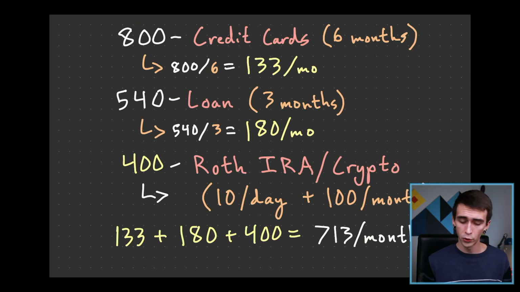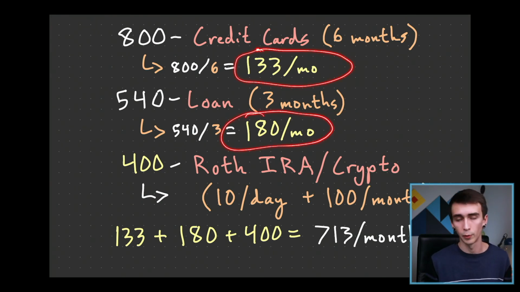Now moving on to step 2 here, we have the credit cards, the loan, and then we have the investments. So basically for my credit cards, I calculated that I owe about $800 on the credit cards over the course of the next 6 months, and then I owe about $540 on a loan that I need to pay off in the next 3 months. And so breaking that down, that comes out to $133 per month and $180 per month respectively.